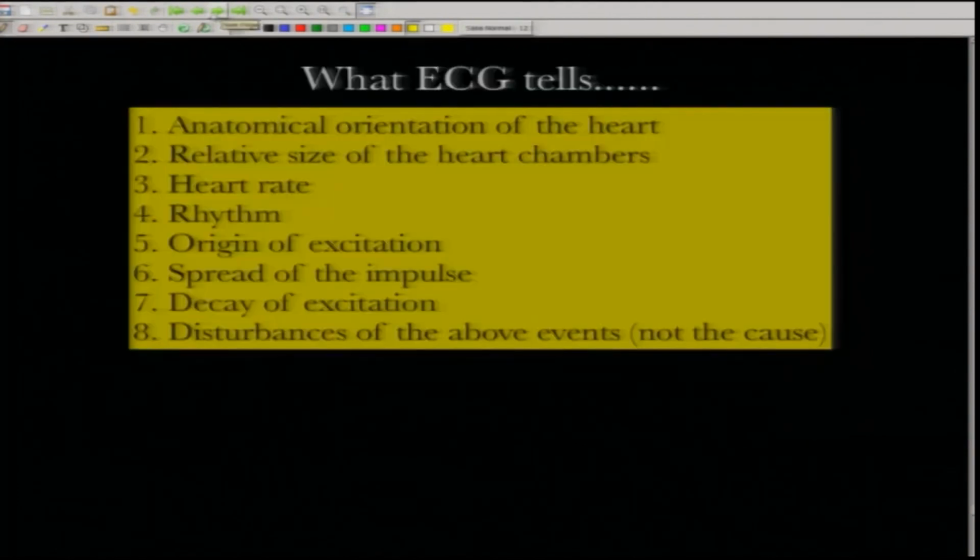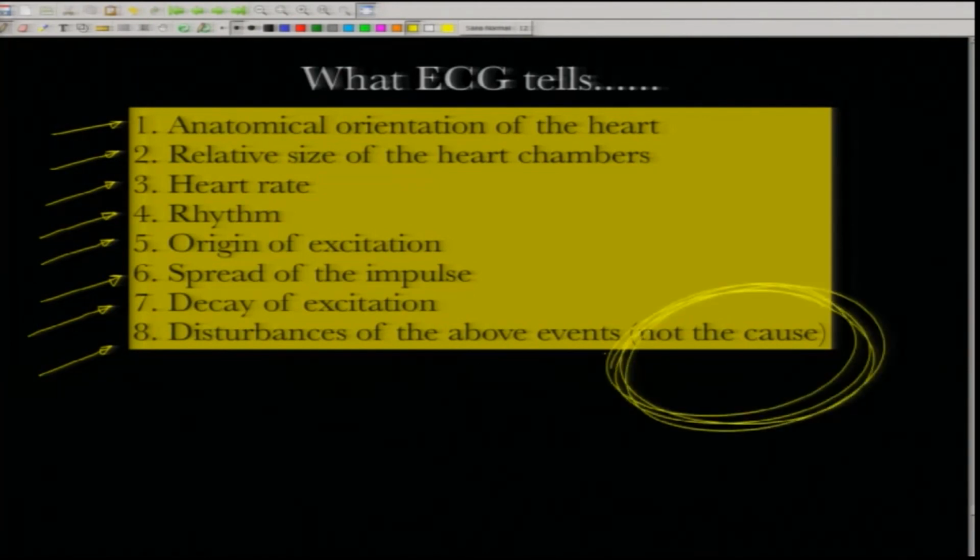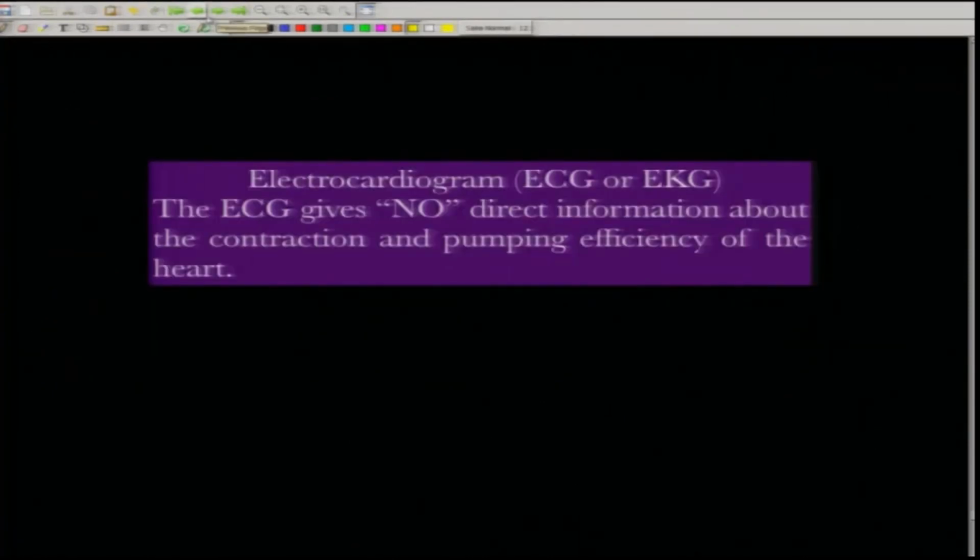Okay. What does the ECG tell? This is very important. The ECG can tell you the anatomical orientation of the heart and the relative size of the heart chambers. It can tell you the heart rate, the rhythm, the origin of excitation, the spread of the impulse, and the decay of the excitation. It can tell you about the disturbances of the above events, not the cause. This is important: the electrocardiogram gives no direct information about the contraction and the pumping efficiency of the heart.